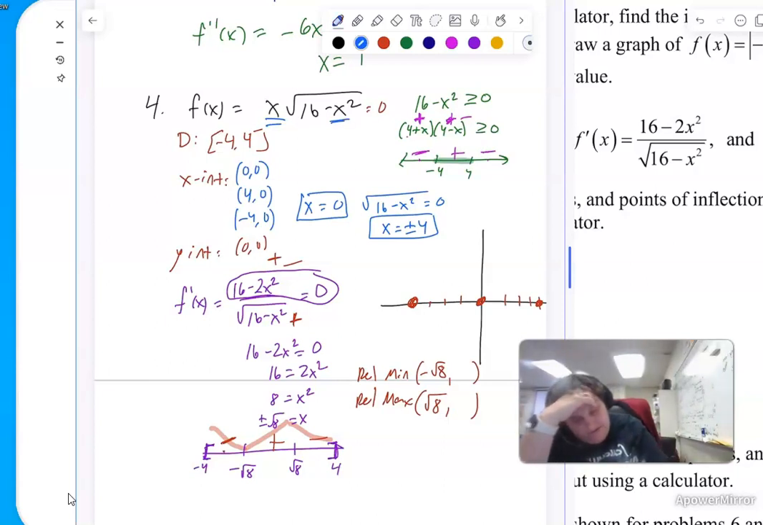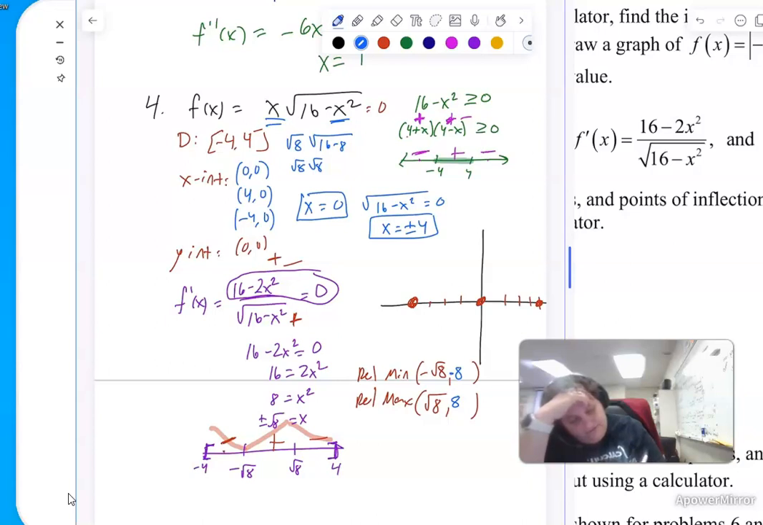The square root of 8 squared is 8. So it's going to be square root 8 times square root of 16 minus 8. So it'll be square root 8 times square root 8, which will be 8. That's kind of fun. And for negative, I think it'll be negative 8.